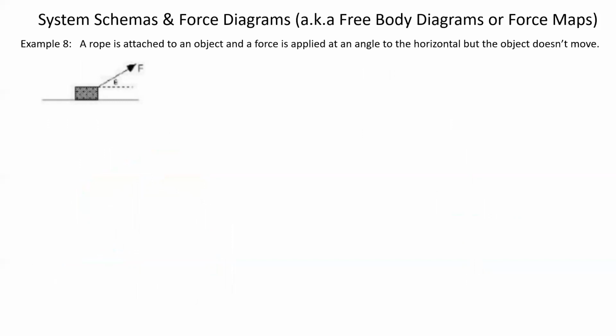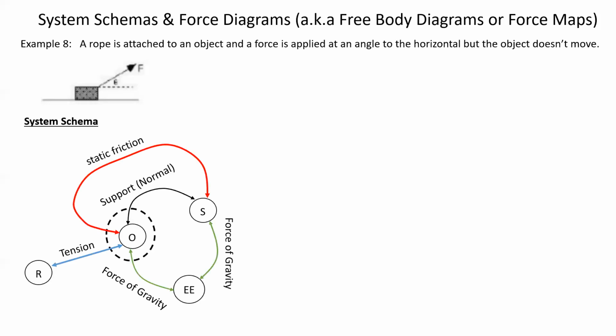A rope is attached to an object and a force is applied at an angle to the horizontal, but the object doesn't move. This looks similar to a situation we had earlier. Again, it will be static friction since it's not moving. Again, 4 forces. For the force diagram, this time we'd have a gravity force downward.